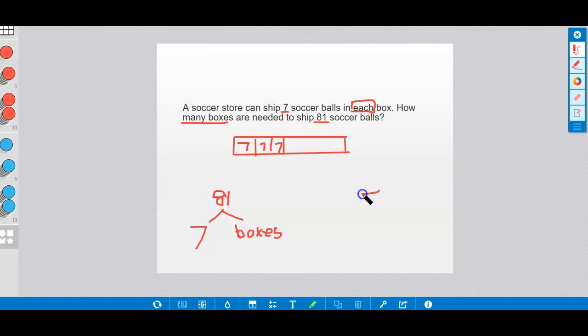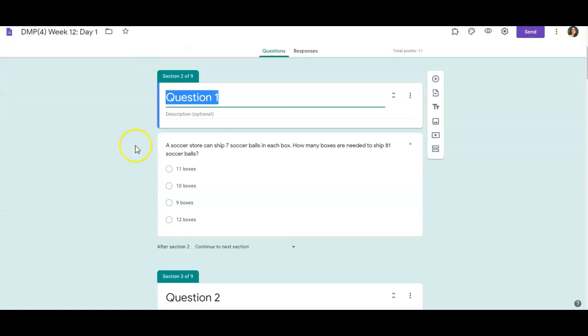All right, so we're going to take a look here. We're going to divide 81 divided by 7. I know 7 can fit into 81 about 11 times. 11 times 7 is 77. Got to regroup. 81 minus 77 is 4. So these 4 soccer balls left over are going to need a box as well. So you can't just say that you'll only need 11 boxes. You're going to need one more than 11 because of this remainder of 4 extra soccer balls.